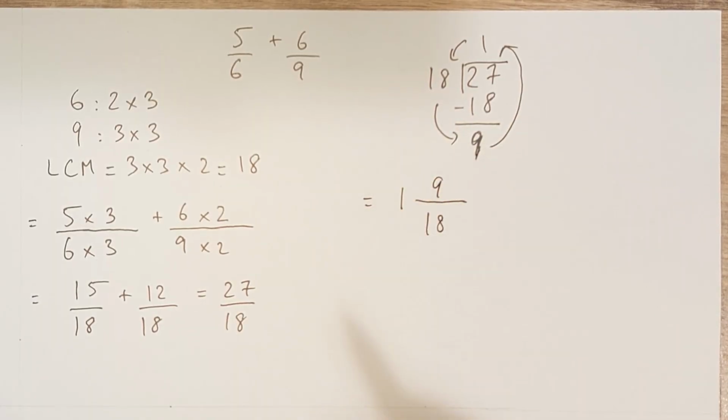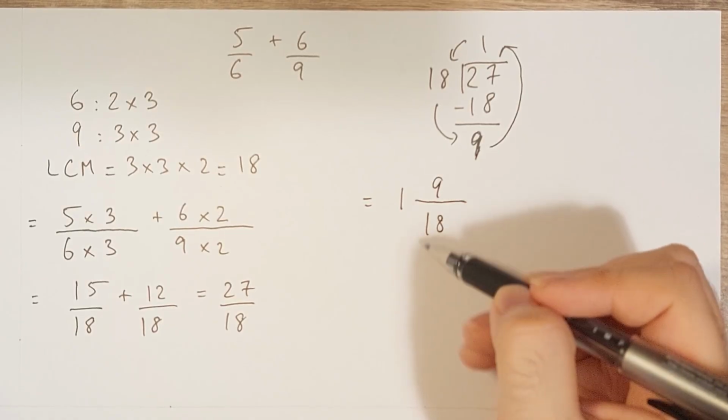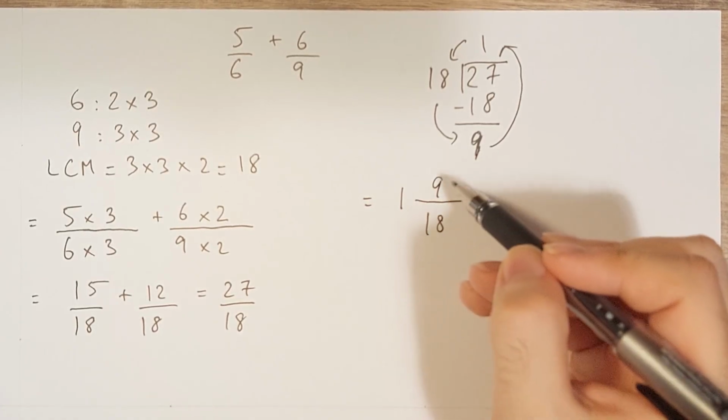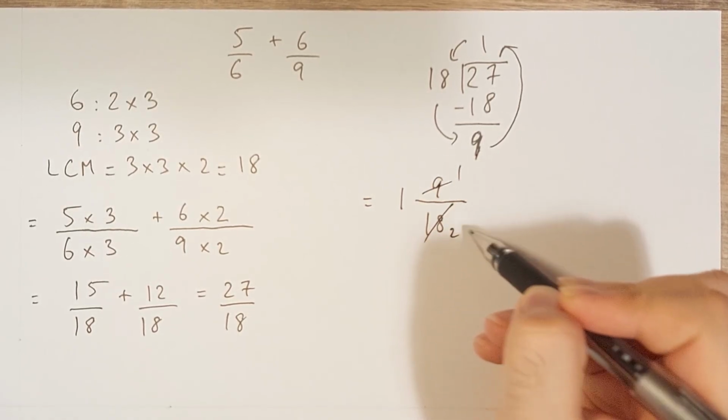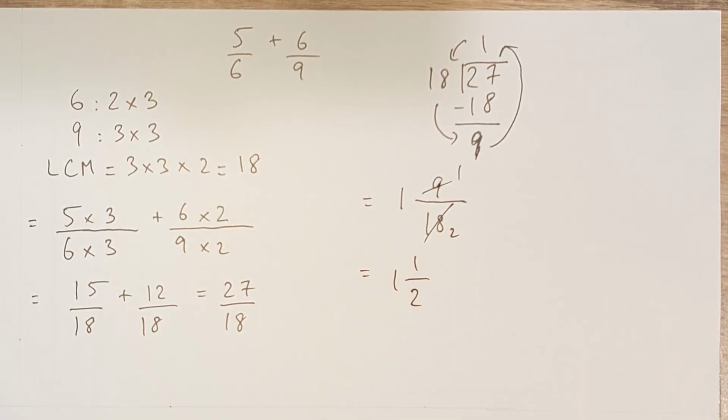This is a mixed number, and we can simplify this further. We can see that 9 and 18. 18 is a multiple of 9. So we can simplify. This gives us 1 by 2.